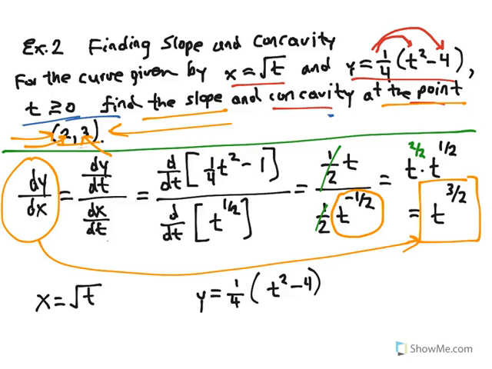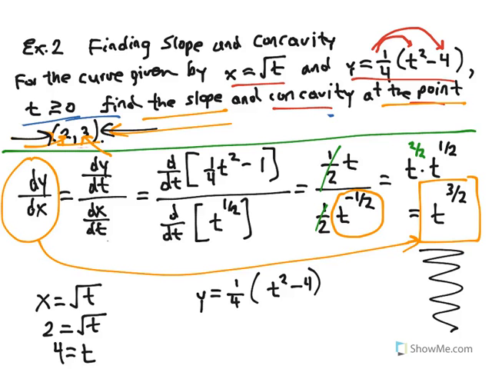So if I replace x with 2, I can solve this equation for t to find that when I square both sides of the equation, I get 2 squared is 4, so t is equal to 4. So when t is equal to 4, I would get the point (2, 3). So if I want to know the slope of the curve at the point (2, 3), I have to evaluate dy/dx at t equal to 4.